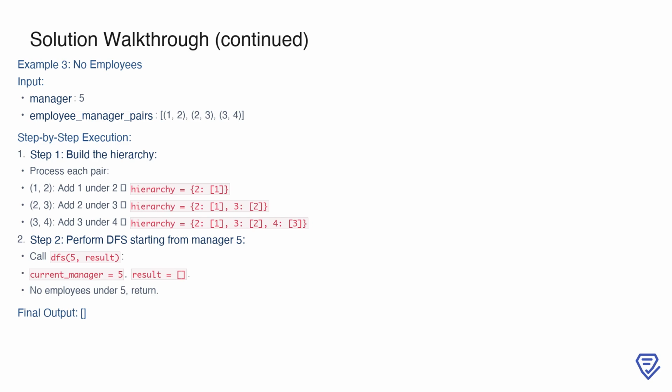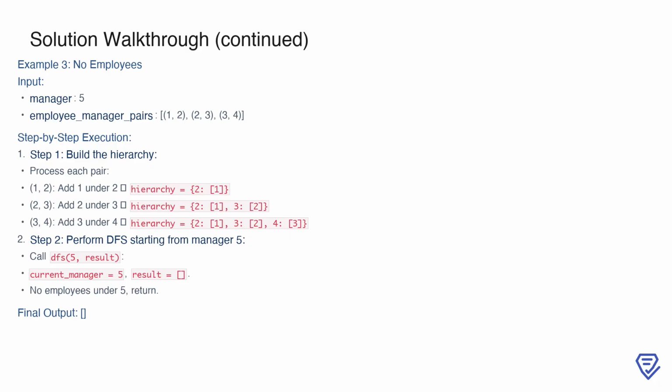Employee 1 is added under manager 2, creating 2, 1. Then, employee 2 is added under manager 3, resulting in 2, 1, 3, 2. Finally, employee 3 is added under manager 4, completing the hierarchy as 2, 1, 3, 2, 4, 3.